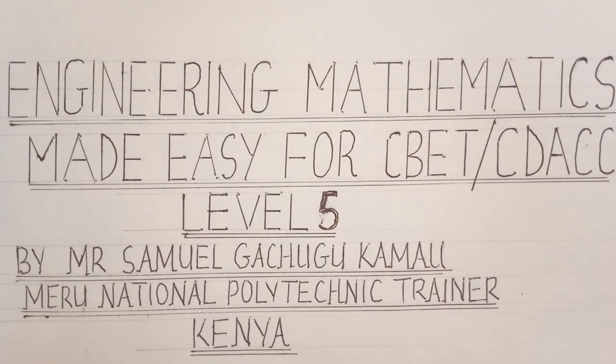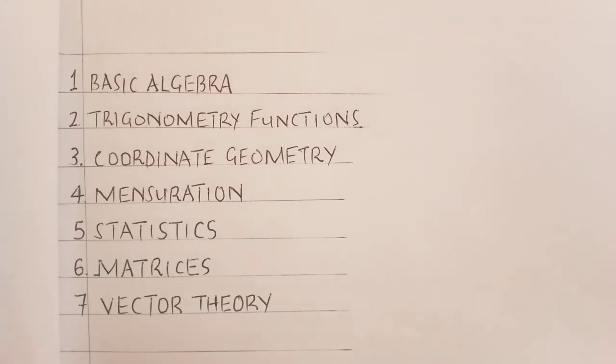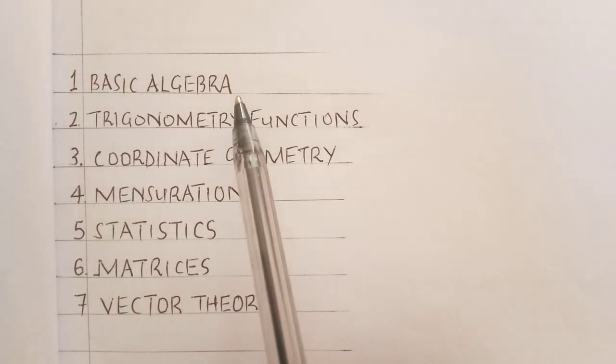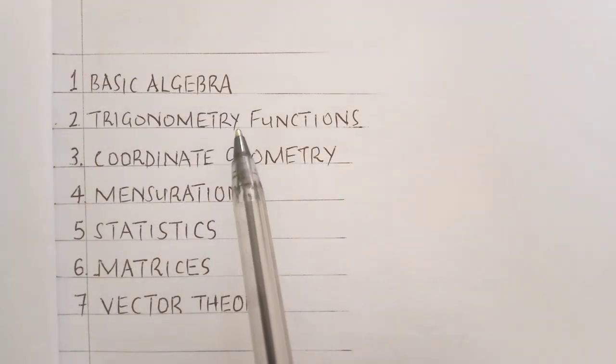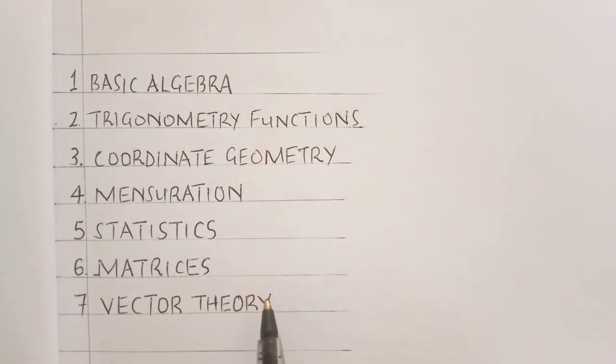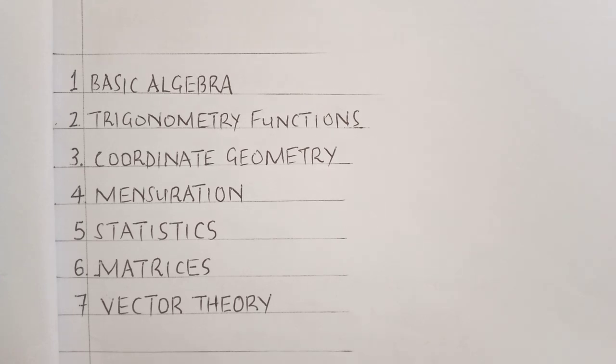And so guys, let's start with our topics. We are going to have these 7 topics from basic algebra up to vector theory. We shall be doing level 5 and level 6 hand in hand. I'll be sending both notes for level 5 and also level 6. So guys who are in level 5, you are well catered for. Thank you. Let's begin with our first topic.